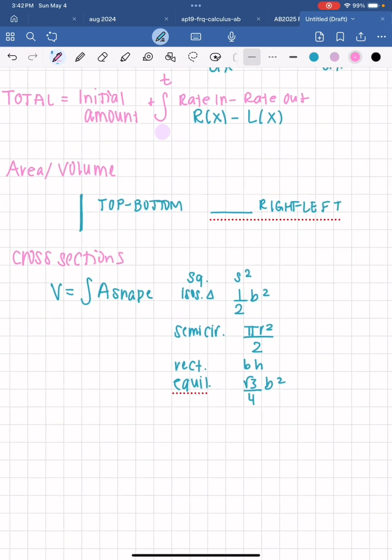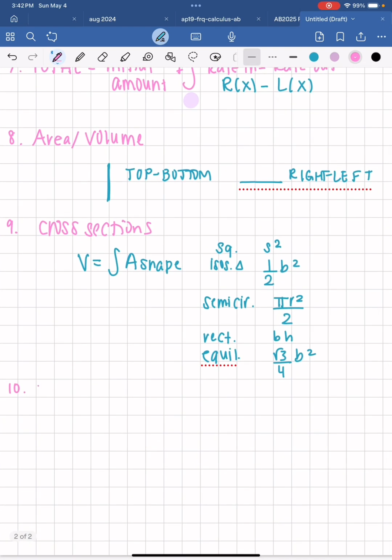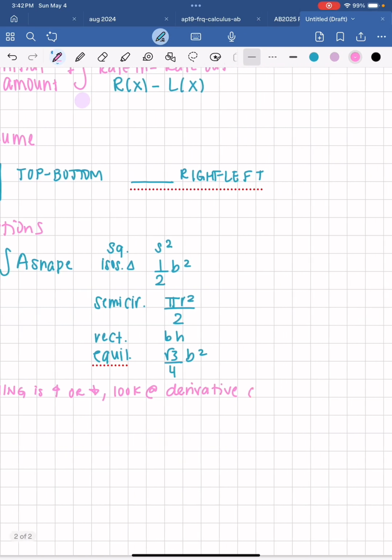All right, tip 10. I'm going to make a statement. I make the statement in my class all the time. If they want to know if something, I'm going to capitalize the word something, is increasing or decreasing, look at the derivative of that something. I'm going to give you some examples.